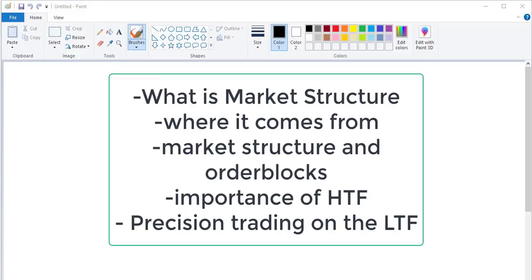I cannot stress this enough. The higher time frame is very important in your analysis, in your trading, in everything. So I'll be showing you how it is important today.